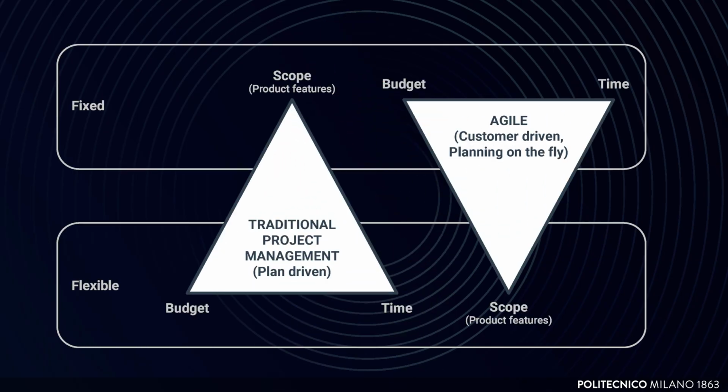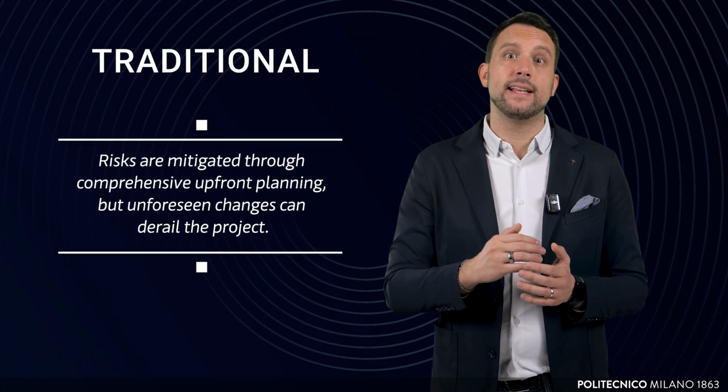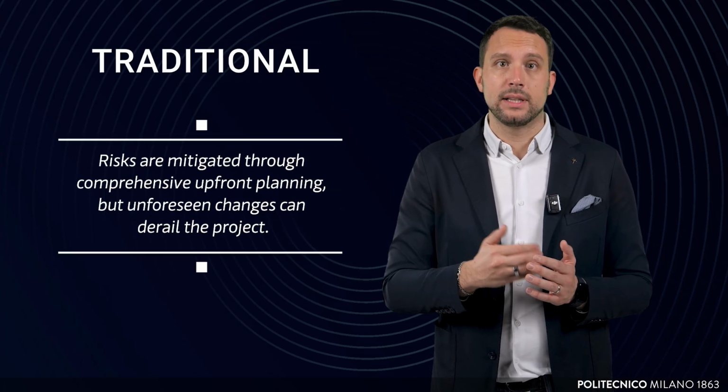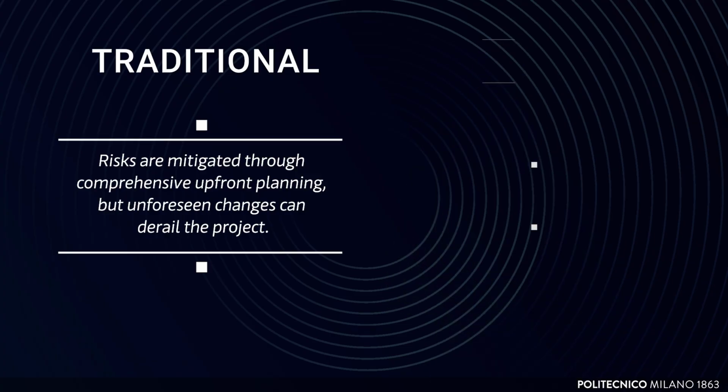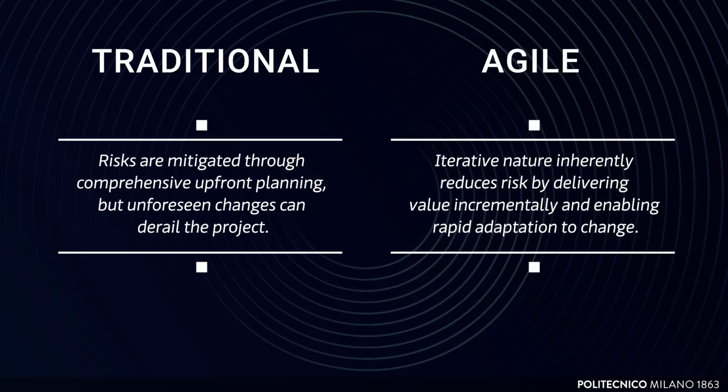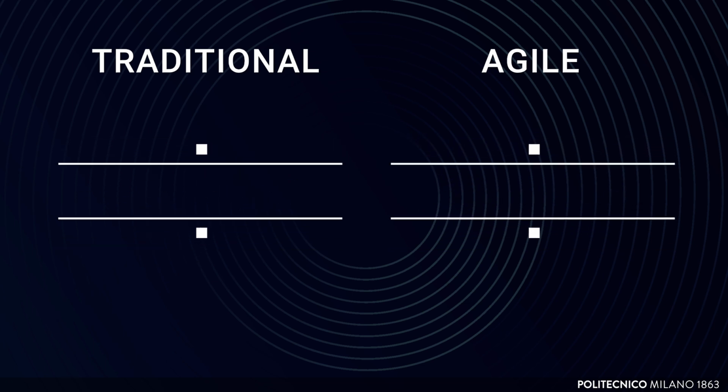The key distinction between traditional and agile project management lies in how they handle scope, time, and cost. Traditional methods fix the scope and manage time and cost to achieve it, while Agile fixes time and cost, allowing the scope to evolve. This fundamental difference manifests in their approaches to risk, flexibility, and stakeholder engagement. In the traditional approach, risks are mitigated through comprehensive upfront planning, but unforeseen changes can derail the project. In contrast, Agile's iterative nature inherently reduces risk by delivering value incrementally and enabling rapid adaptation to change.